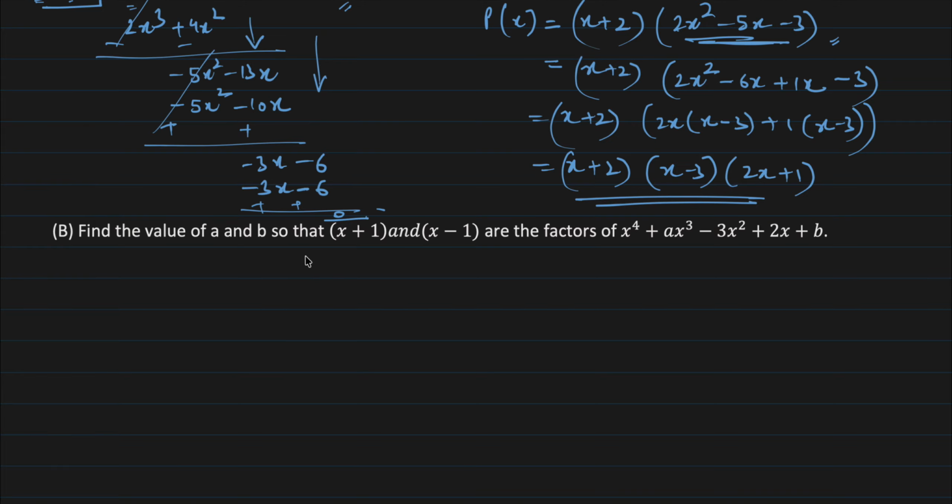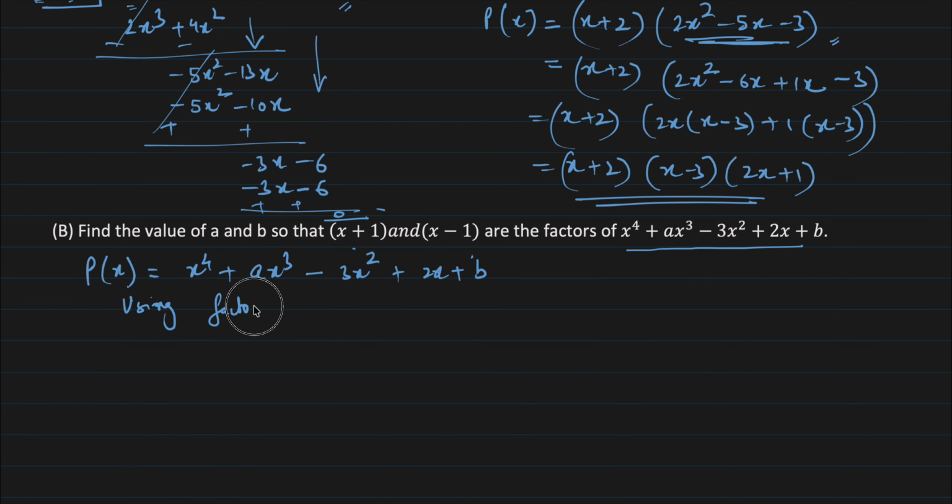Find the value of a and b so that x plus 1 and x minus 1 are the factors of this given polynomial. Okay. So the polynomial given to us is x to the 4 plus ax cubed minus 3x squared plus 2x plus b. So using factor theorem, you all know that whenever something is a factor, if x plus minus a is a factor, then what do we have? P of a is 0, right?